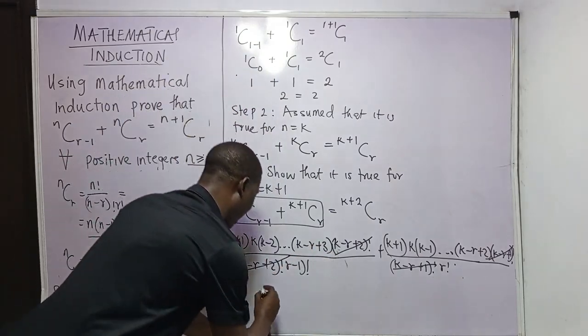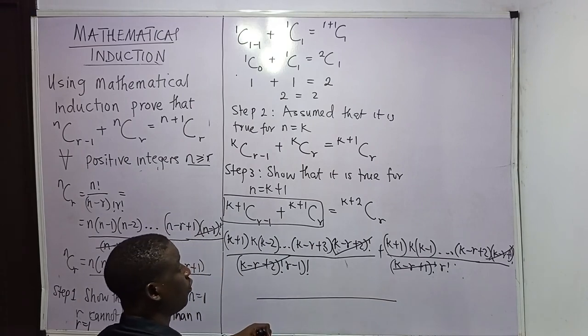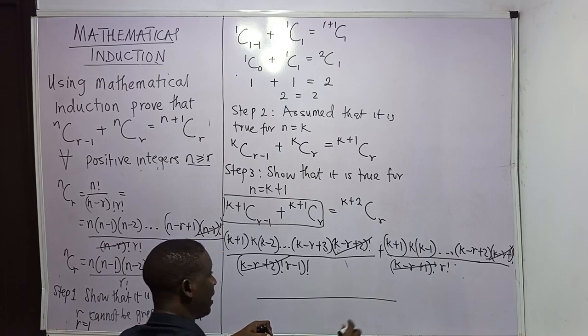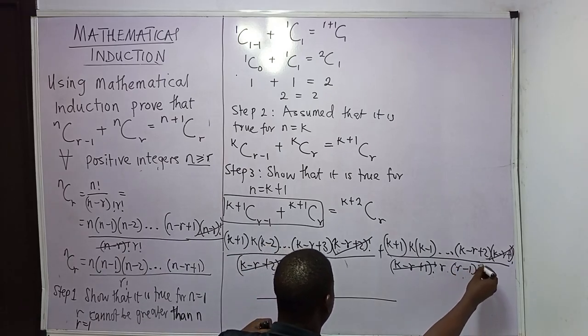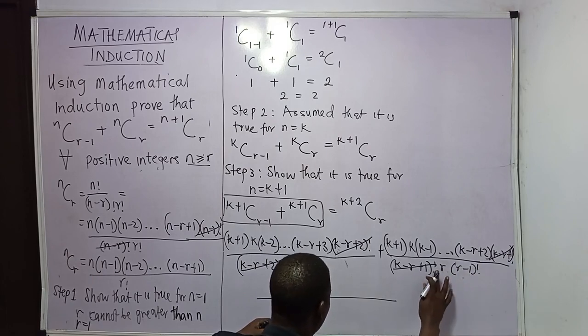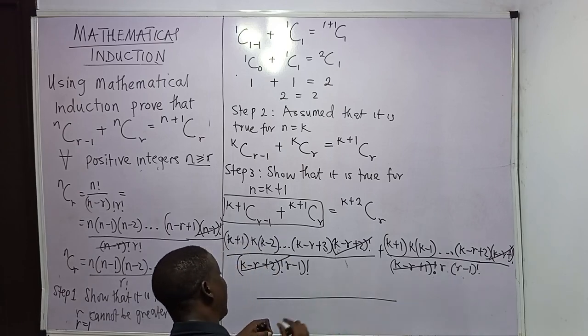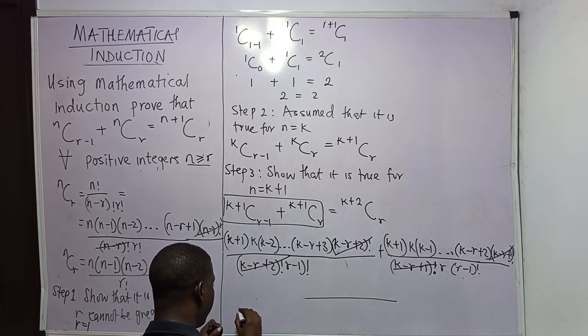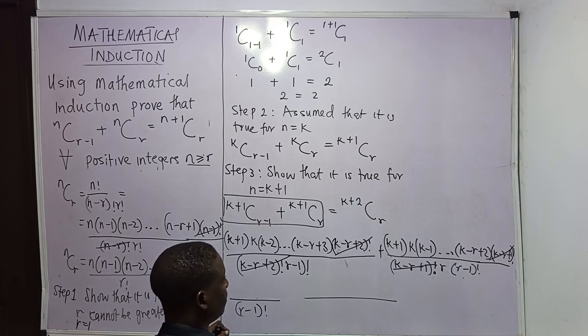So we now factorize. Let's factorize now. If you factorize now, what do we have left? Don't forget that r factorial can be written as r into r minus 1 factorial. So what is common now on both sides is, first of all, r minus 1 factorial is common.